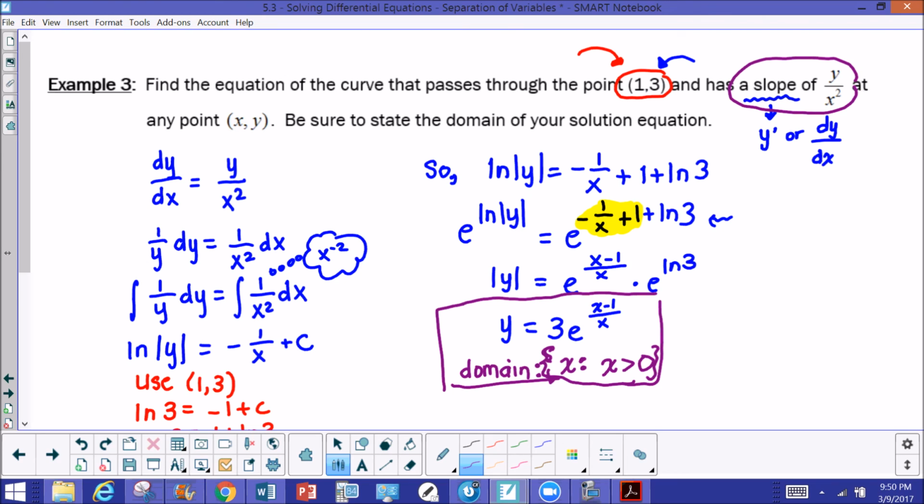Don't overthink domains and ranges on these differential equations. It all kind of goes back to the original point that's provided, and that's going to answer your question there.